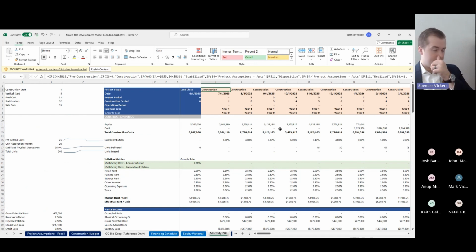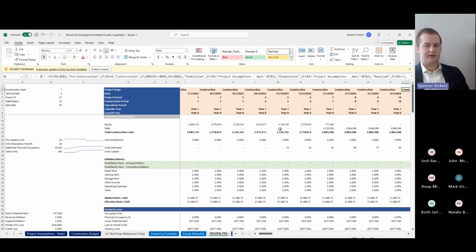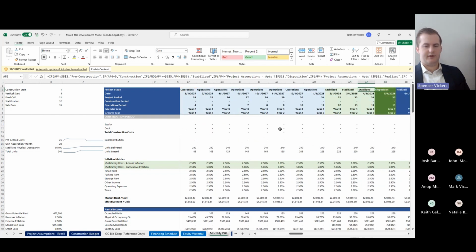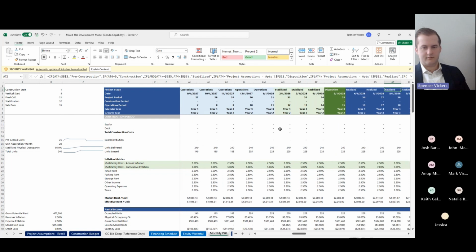I've also included some conditional formatting up here to show when the land closing occurs, when you're in the course of construction, operation period, stabilization period, disposition, and then post-disposition realized information.